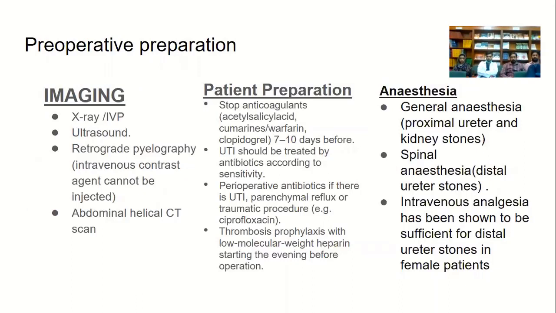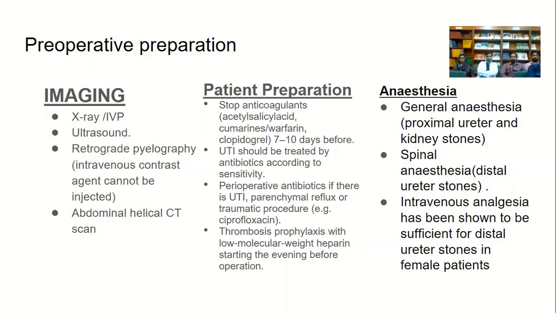Whenever we have to perform ureteroscopy in case of ureteric stone, first we take a detailed history and examination of the patient. After that, we perform X-ray or IVP or ultrasound to see the stone. IVP gives us information not only about the stone size but also about the spatial anatomy of the kidney and infundibulopelvic angle, which is very important to assess whether the stone can be removed by URS or not.